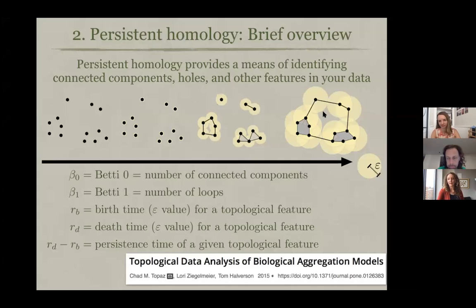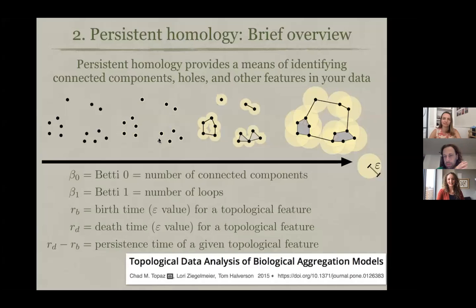So a hole right here, or a loop, as a function of that ball size. And then what you're interested in is how does the number of connected components and the number of loops in your data change as a function of that ball size. And in this application, we want numbers that remain for a large number of ball sizes.